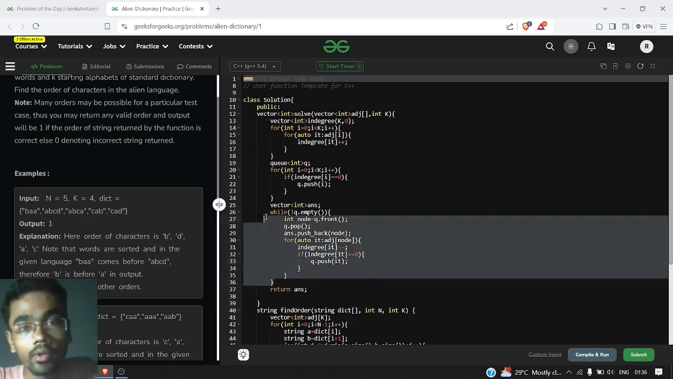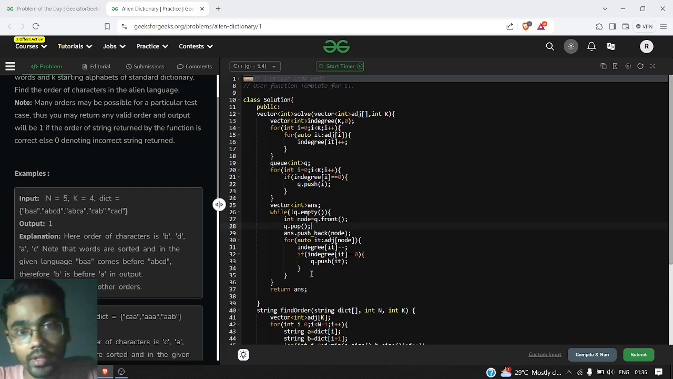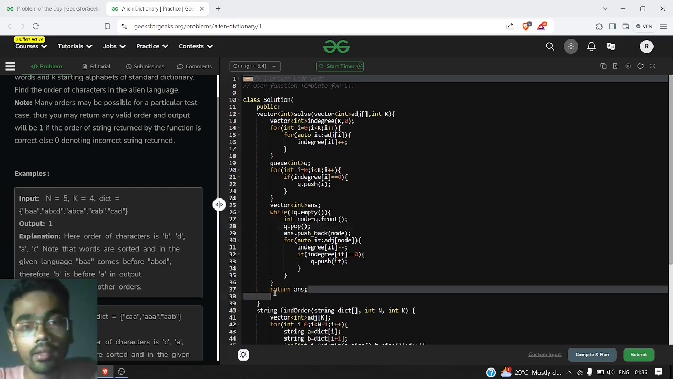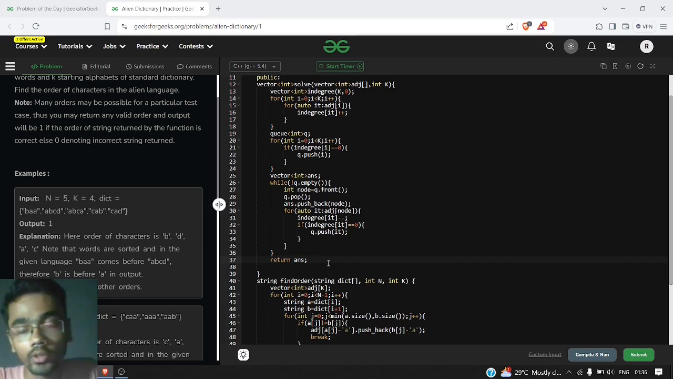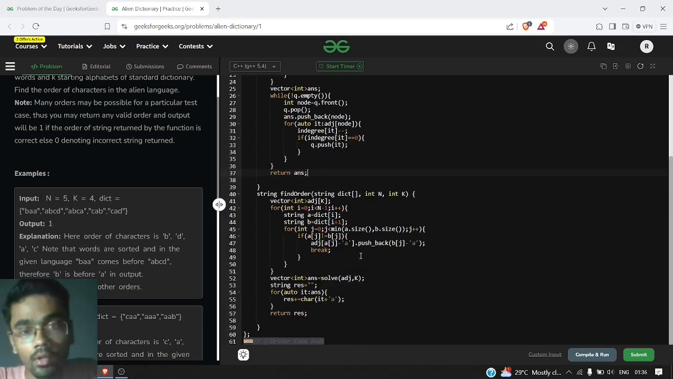So this will keep on happening until our queue becomes empty, and in the end this answer is giving us the valid alphabetical order based on our topological sort algorithm. After getting the topological sort order, this will be in the integer format. We need to now convert it into characters so that we can return it in string format.